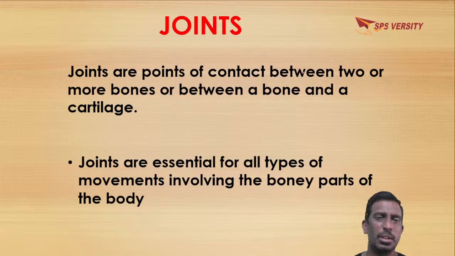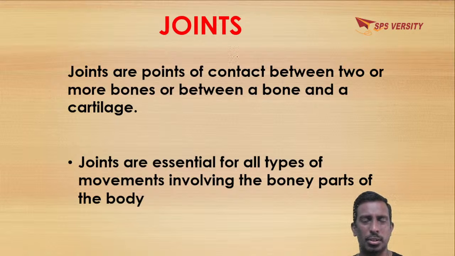Now we are going to discuss the joints between two bones. Joints are the point of contact between two or more bones, or between a bone and a cartilage. It is called a joint. Why are we specific about joints? Joints are very essential for all types of movements of the bony parts in the body.